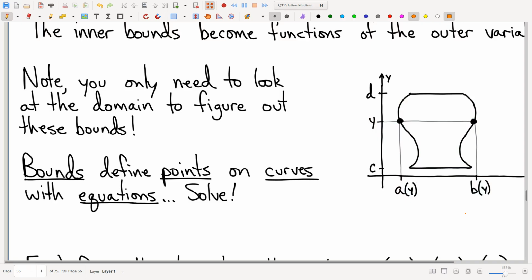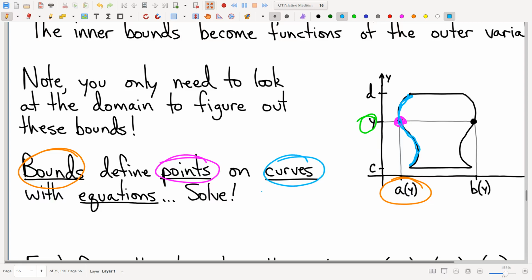Now how that process works, I like to summarize as follows. This lower bound comes from understanding that point. Where did that point come from? Given a y value, that point is the start of my slice for that value of y, and it is the start of the slice because it is on that curve, which of course has some equation.